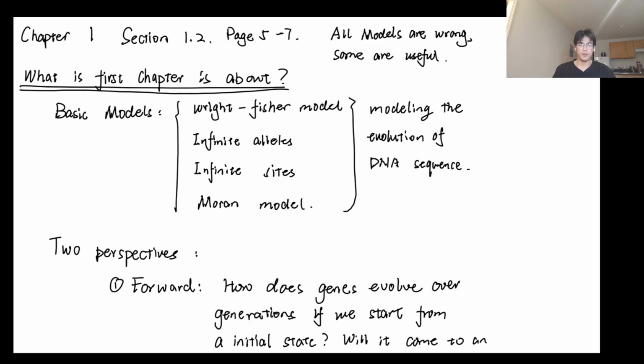At the beginning of each chapter, the book makes a very interesting citation. I think it's very interesting, so I just listed it here. You can see the first chapter's is: all models are wrong, some are useful.